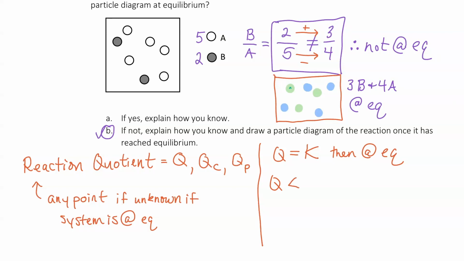If Q is less than K, like we had here, we say that the reaction shifts to form more products. Therefore, you're going to increase Q to equal K. All right, let me say that again. If Q is less than K, the reaction shifts to make more products until the value of Q would be equal to the value of K and we reach equilibrium.